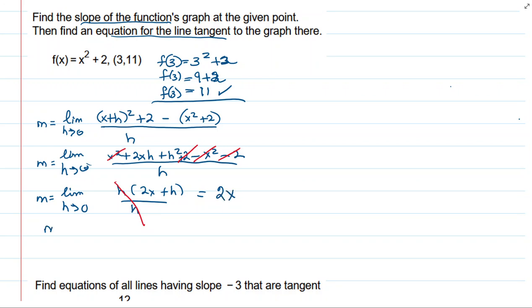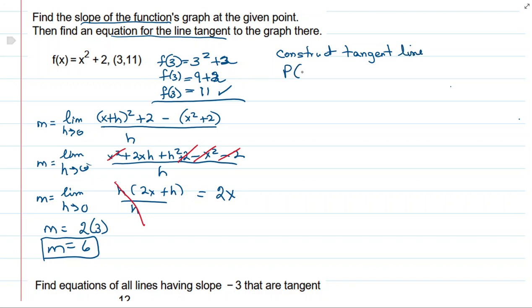Now for the slope, we're using x is 3. Slope is 6. So now we're going to construct the tangent line. Our point being (3, 11), and our slope equaling 6.